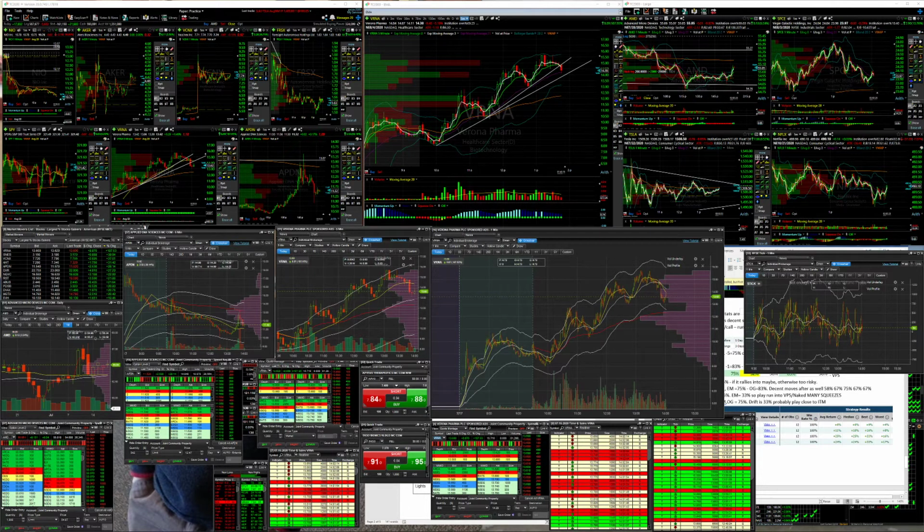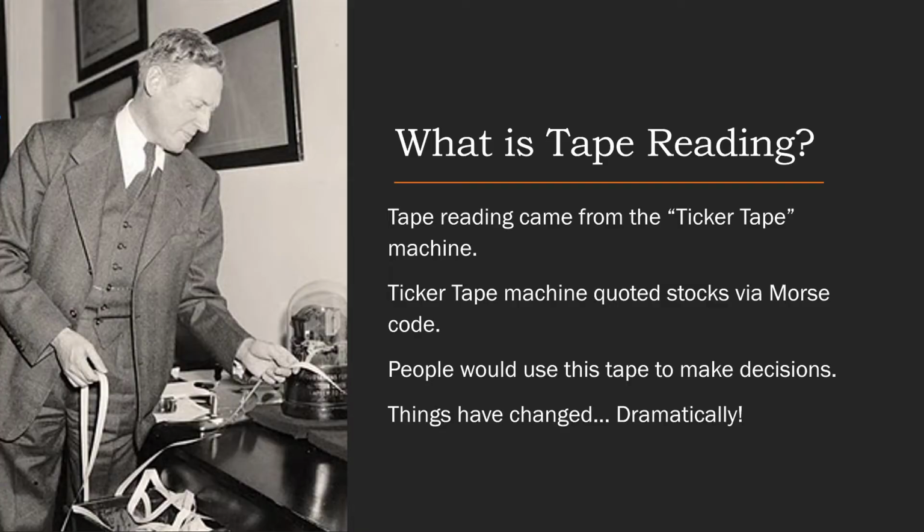So tape reading is very, very important for me. In fact, most of my decisions come from that. All right, so let's get to it. What is tape reading?